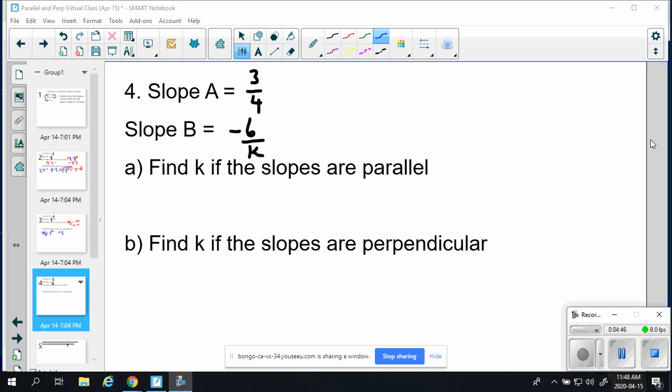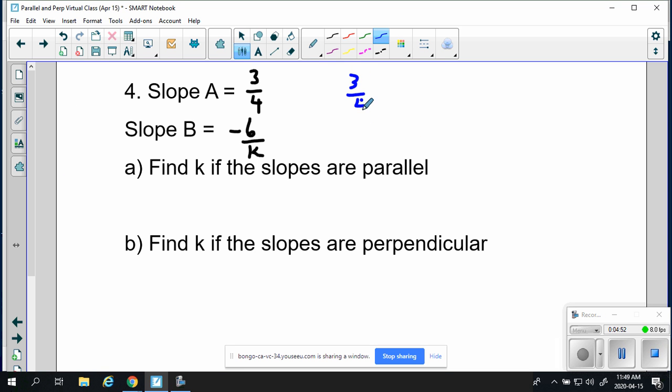So if these two slopes are parallel, then we can set them equal to each other. 3/4 is equal to -6 over k. But at this point, a lot of people had trouble handling how do we handle k in the bottom. The answer is we don't like k in the bottom. We are going to kill k in the bottom by multiplying both sides by k. So then k in the bottom dies. And we have 3k over 4 is equal to negative 6.